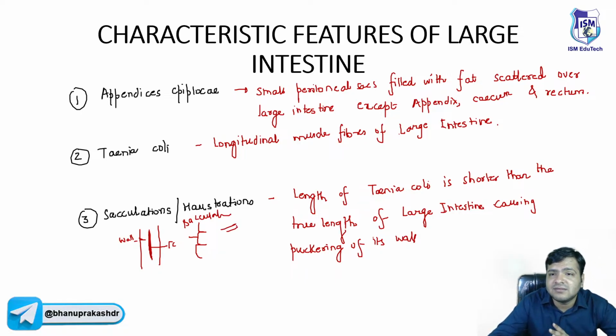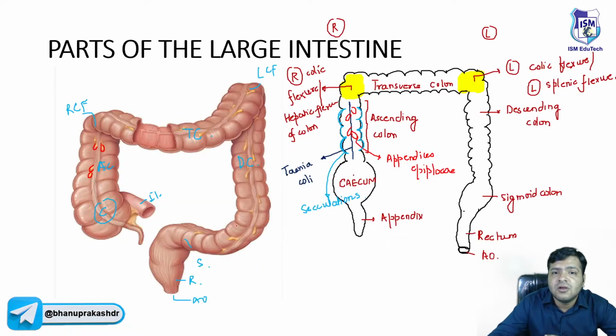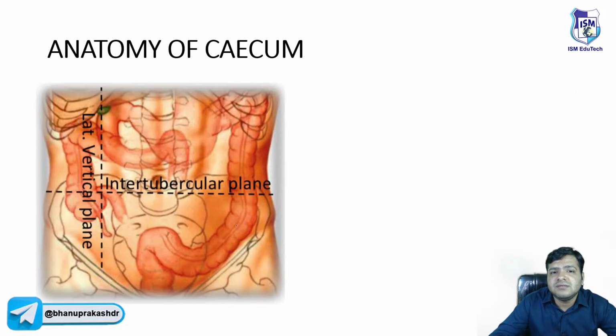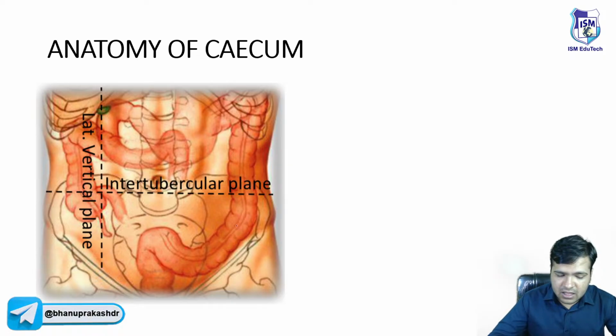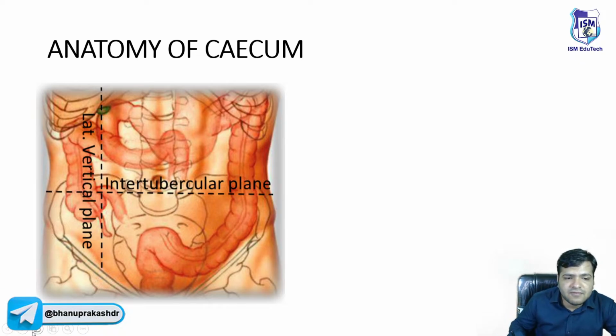So these are the characteristic features of the large intestine. We have already discussed this. Coming on to the anatomy of the cecum, beta, that is the last part for today. Remember, we will discuss each and every point. I'm just starting with the anatomy of the cecum. I will discuss other parts tomorrow.